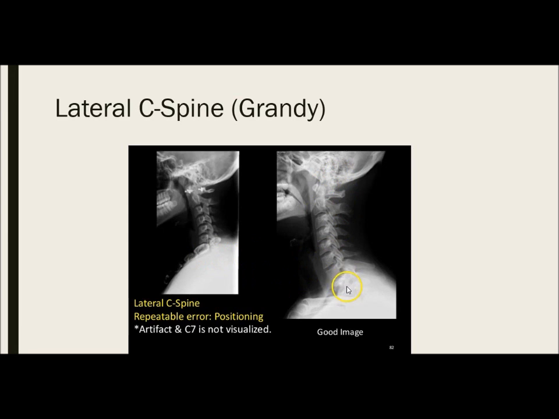So you can see in this good image here, we can see all of the vertebrae here, including T1, because the shoulders are down and depressed, the mandible is out of the way, and the spinous processes are all in profile. So that is a good image.